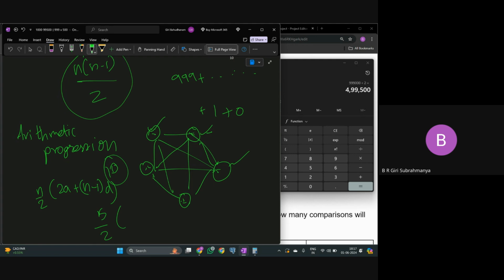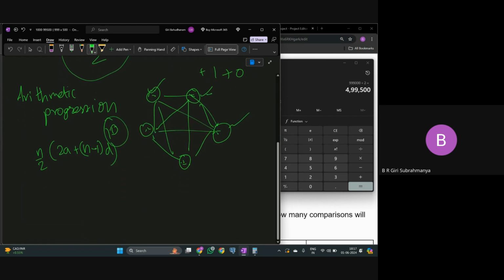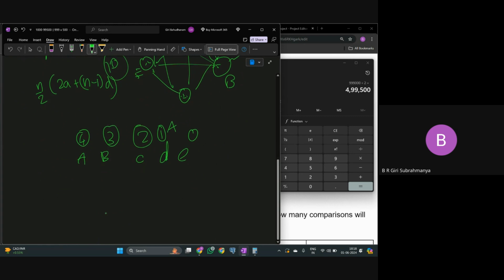What is A? No, I'm talking about the sequence. There are 5 cards. Let's name them A, B, C, D, and E. Now for A, we had to connect it to 4 other cards. For B, it was 3. For C, it was 2. And for D, it was 1. And for E, it was 0, right? So n is 5. This is the sequence: 4, 3, 2, 1, 0. We need the sum of this sequence. Yes or no?